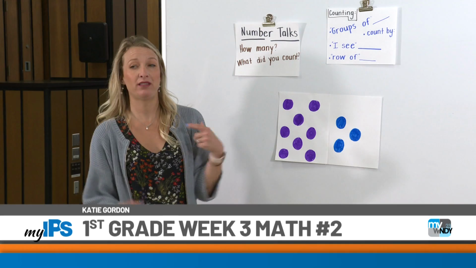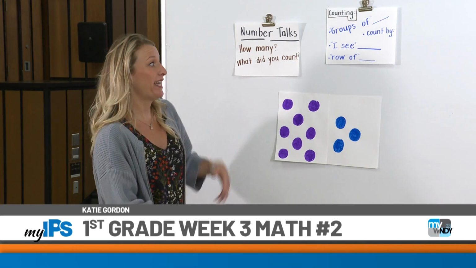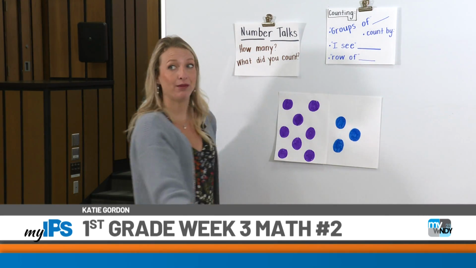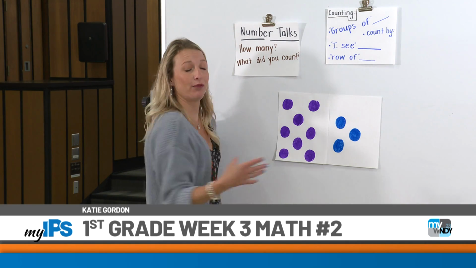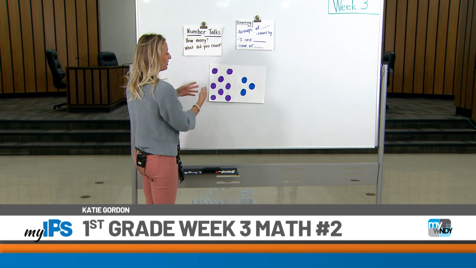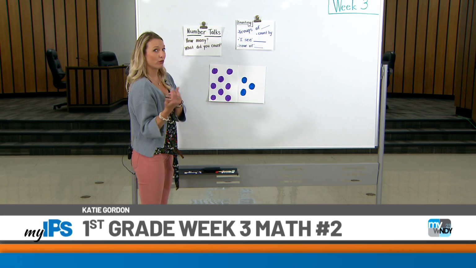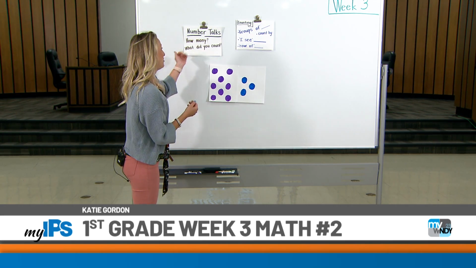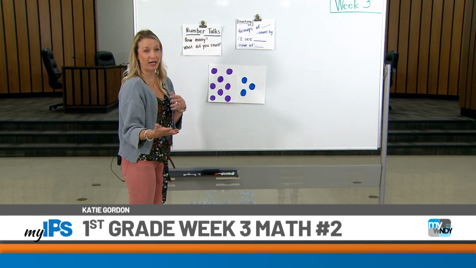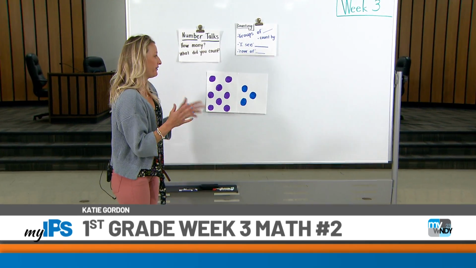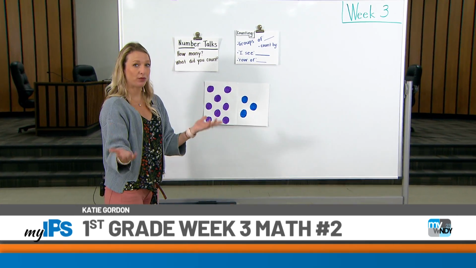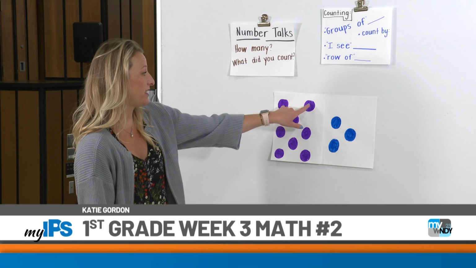When we're counting, do we see groups of, are we skip counting by a certain number? Do I see a specific amount in each set? Do I look at colors? Do I see a row? How many do I count? And what did you count by? So I just want you to think about different ways that you could count this. You could do purple plus blue. You could say, okay, I see 2.